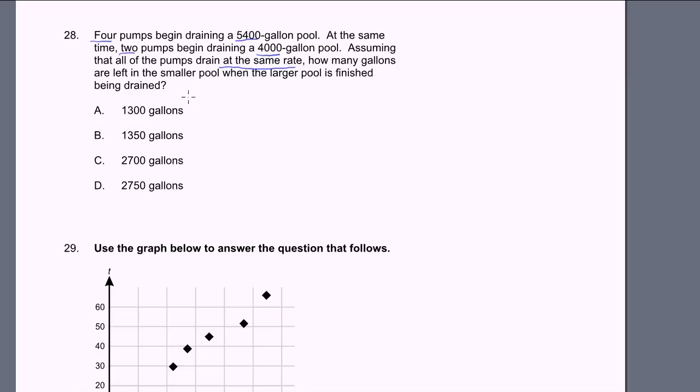And notice they didn't tell us how fast the pumps work, so let's just assume that. Let's say that each pump drains at x gallons per minute. So 4 pumps will drain at 4x gallons per minute. 2 pumps will drain at 2x gallons a minute. So how many minutes does it take to drain the 5,400-gallon pool?